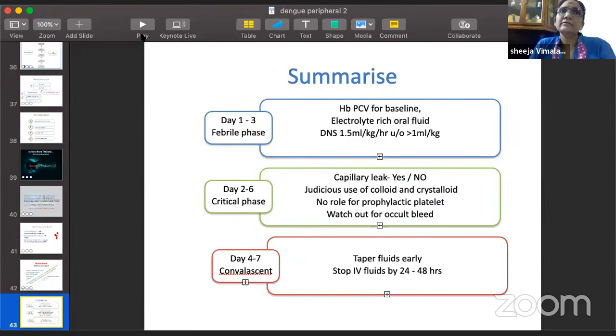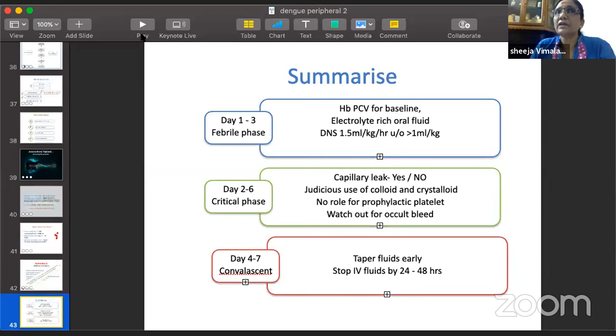So to summarize, when a patient presents to you in a febrile phase, always encourage oral fluids. If you need to give IV fluids, give DNS at a rate of 1.5 ml per kg per hour. If you want to send an investigation, just send for hemoglobin and PCV so that you know the baseline parameter. When a child comes to you in the critical phase, you need to distinguish between dengue fever and dengue hemorrhagic fever. Specifically look for evidence of capillary leak. Every child with warning sign needs to be admitted. Every child with severe thrombocytopenia needs to be admitted.